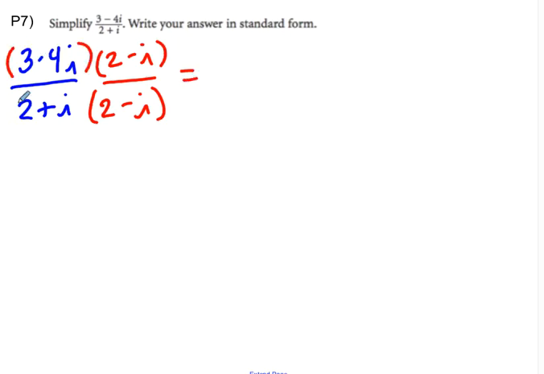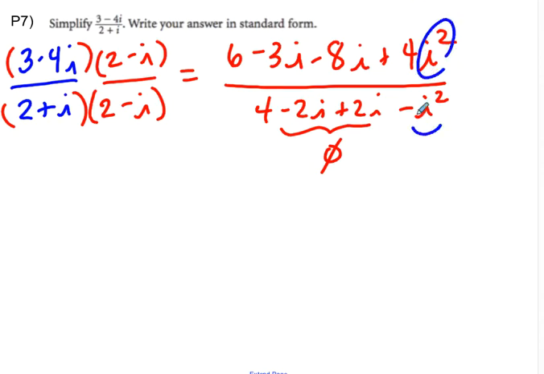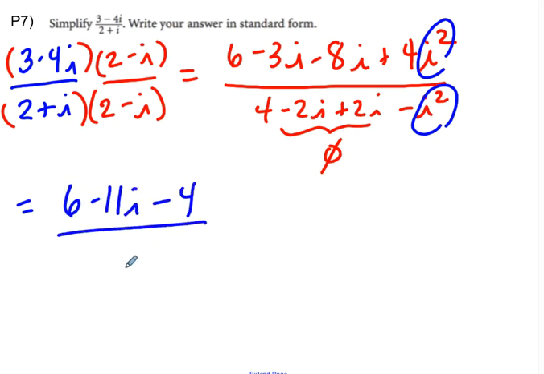right? When I FOIL, I'm going to get 6 minus 3i minus 8i plus a 4i squared. On the bottom, I'm going to get 4 minus 2i plus 2i. Remember, this was the whole point of this, to make the i terms sum to 0, minus an i squared. Remember that my i squareds are not really i squareds. They're actually negative 1s. So I'm going to get that this is a 6 minus 11i minus a 4, right, because it's 4 times a negative 1. And on the bottom, I'm going to get a 4 plus a 1, because it's 4 minus a negative 1.